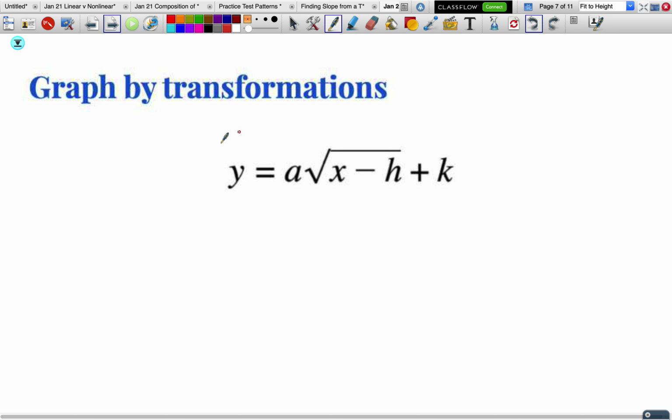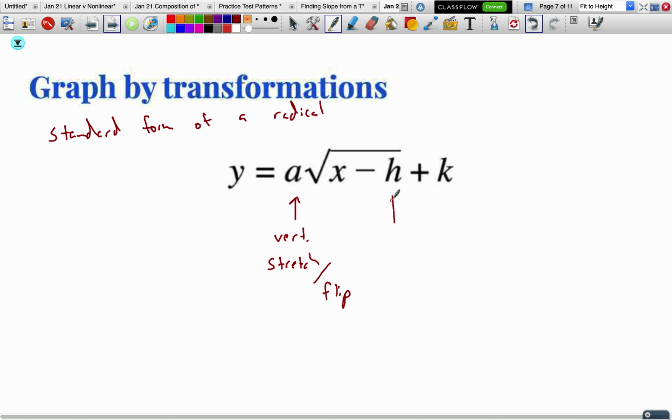So here is our standard form of a radical graph. Let's copy it down. This is standard form of a radical. And a, h, and k are working the same in this function as they have worked on every function so far. A is vertical stretch / flip. H is moving us left / right. And k is moving us up / down.